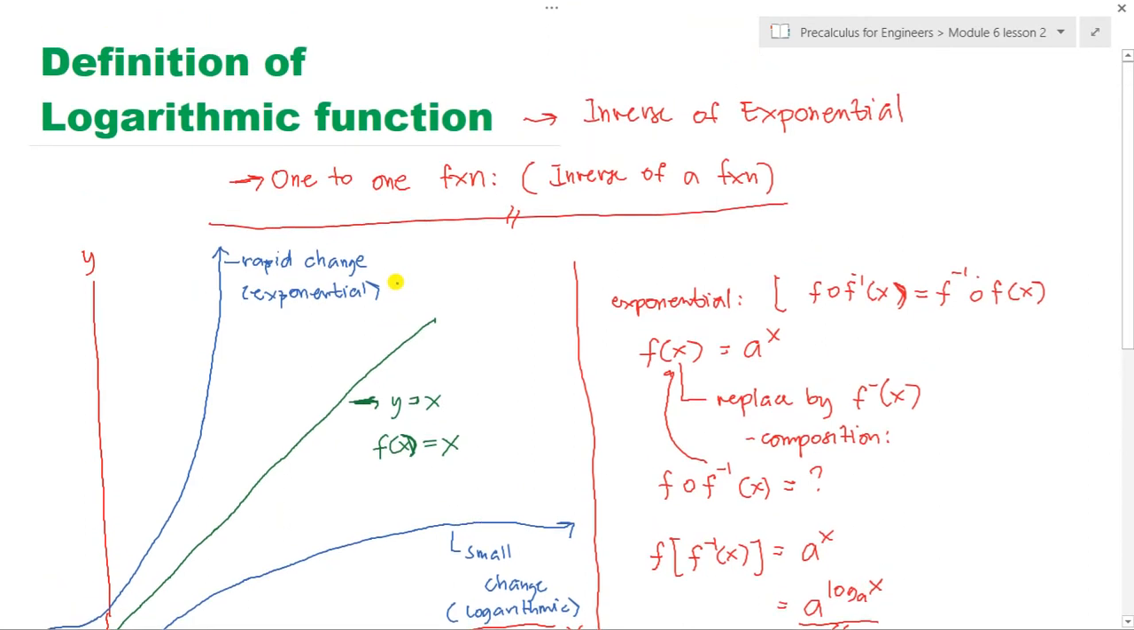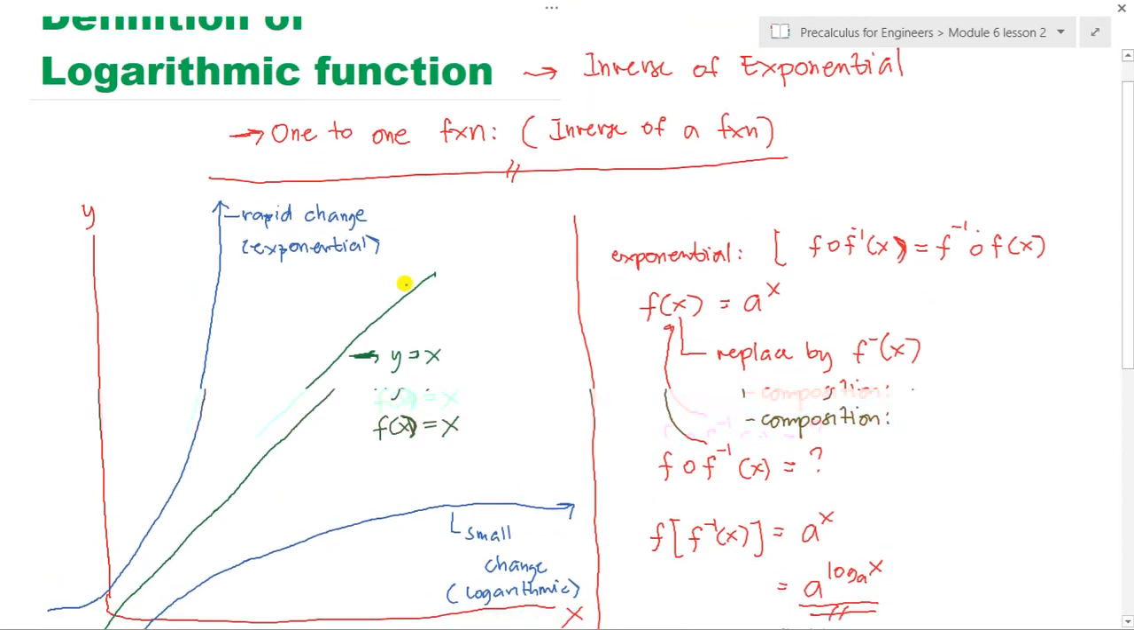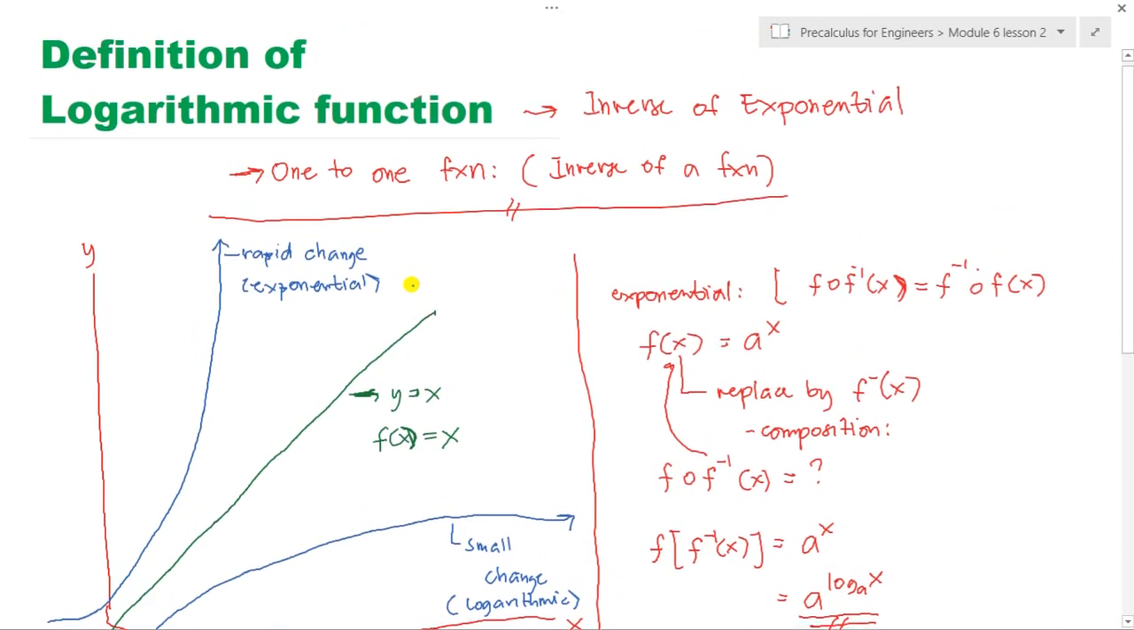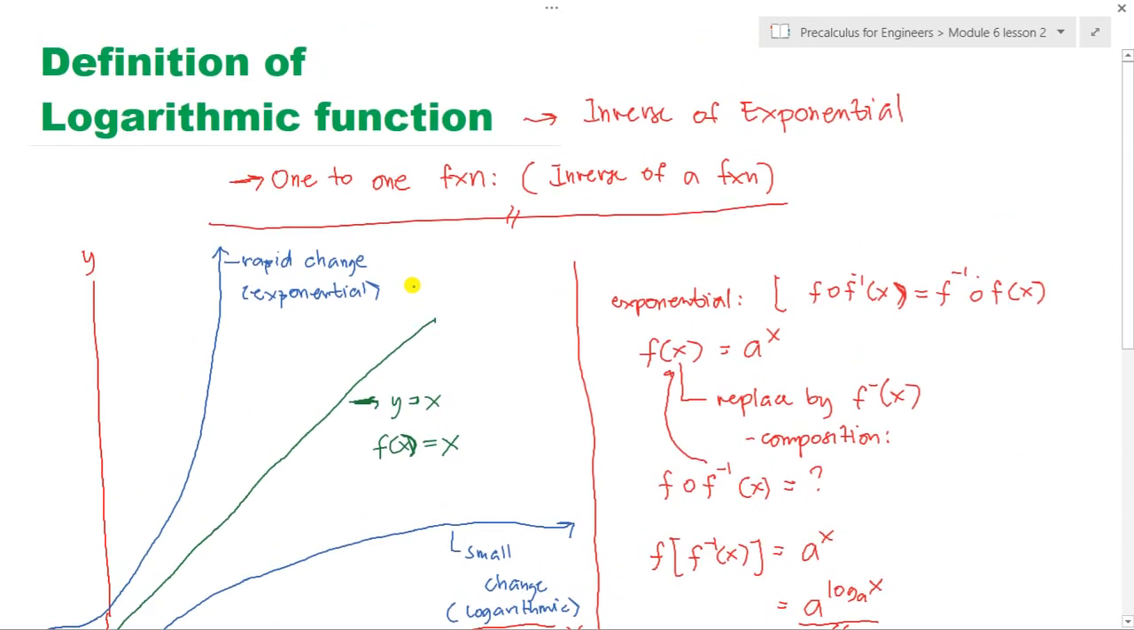So that is the proof of why the logarithmic function is called the inverse of the exponential, and why it is also called a one-to-one function. So again, that is what the graph looks like.